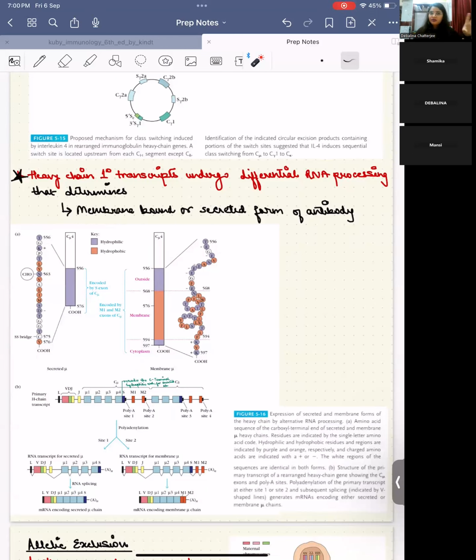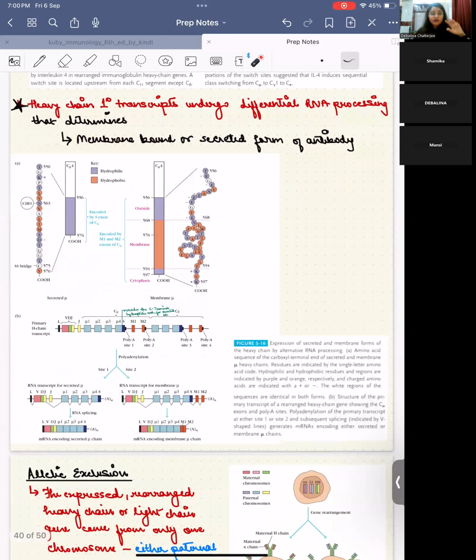So VDJ recombination we have discussed. We have discussed the isotype switching mechanism. The other principle that underlies how we can have the same antibody in secretory form or the same antibody in membrane bound form. For that, there is this process of differential RNA processing that determines whether the antibody molecule that is encoded will be a membrane bound form or it will be in its secreted form.